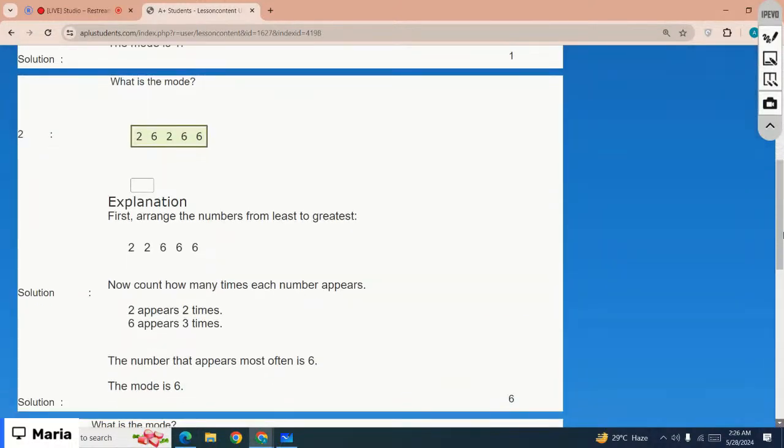Okay, the next one is, what is the mode of 2, 6, 2, 6, 6? So which is the correct option?